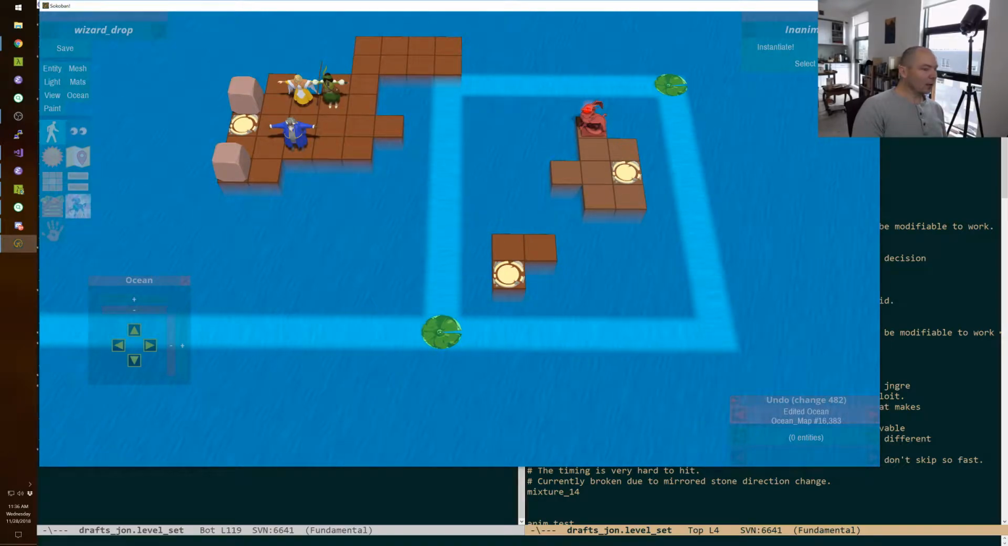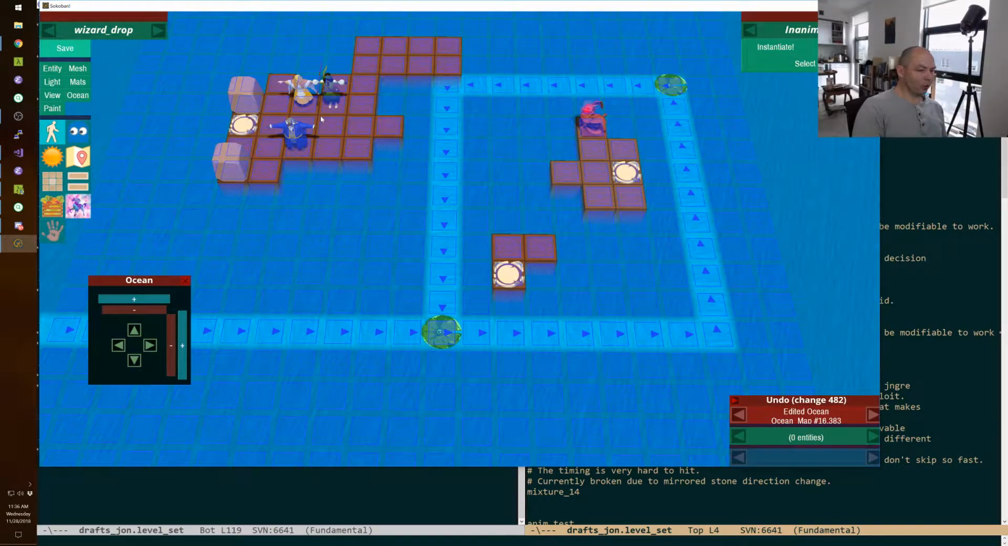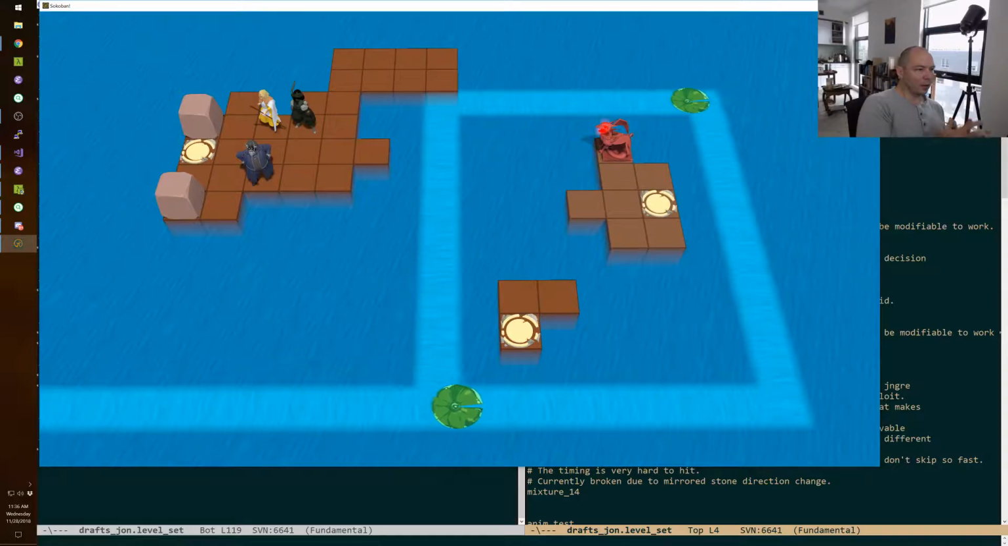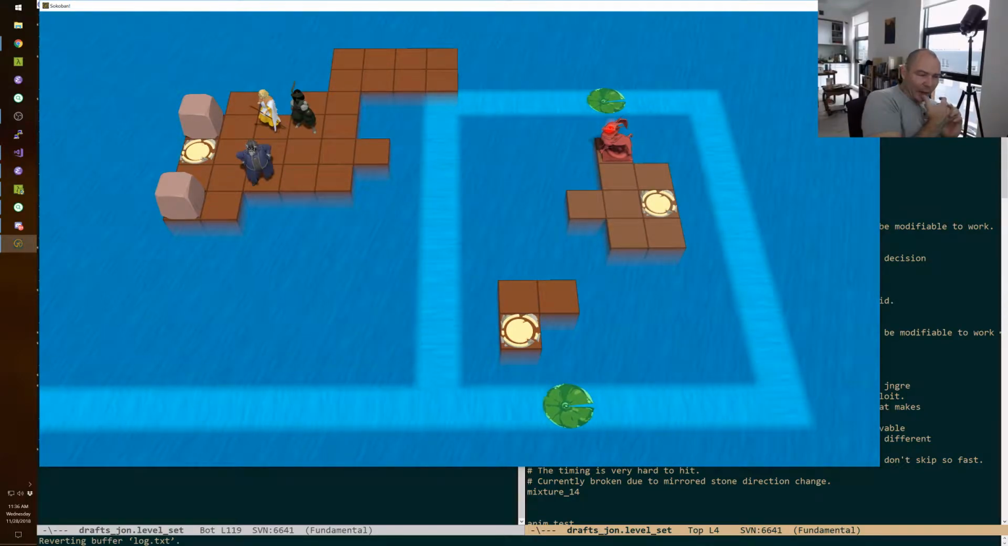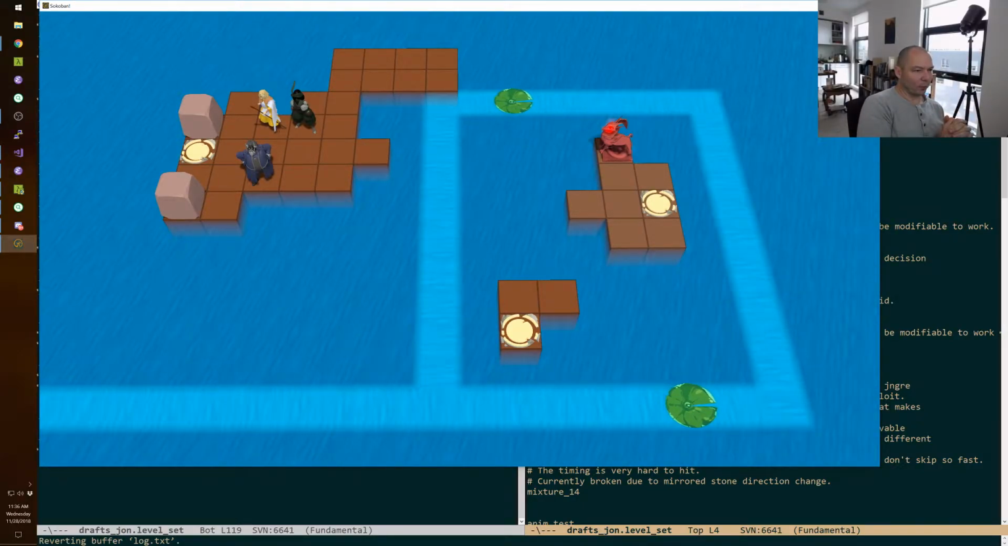So I would like to be able to make a simpler version of this level that does the same thing. Like the number of elements that we need here to do this, we have 3 characters. We have 2 lily pads. We could get away with just one, but that might make the level more tedious. We could probably make it smaller.